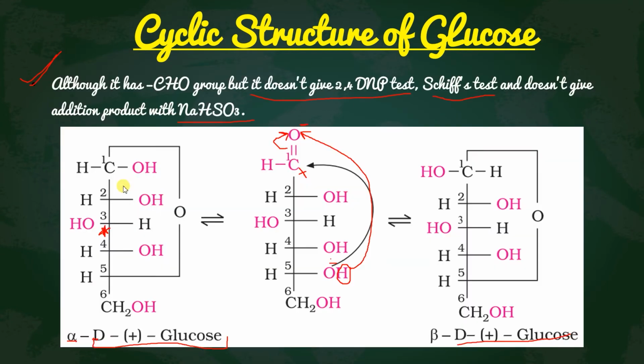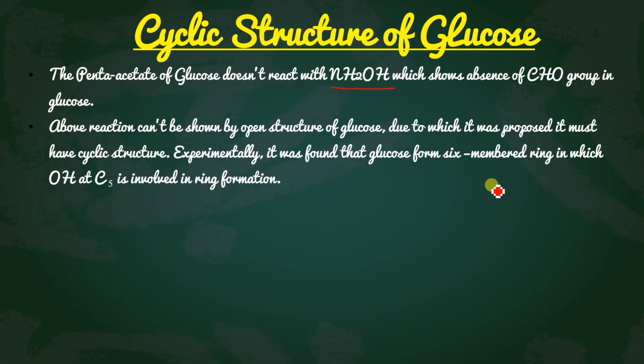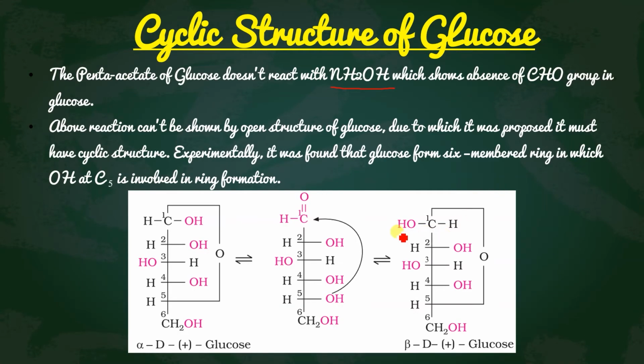Let me show you again. If it is going to form a cycle, see: 1, 2, 3, 4, 5, and the 6th member. So this is the cycle, isn't it? The 6-membered ring. How to represent that is a different thing. Here also it is there, the same thing explained over here. Got it? So that is how it will form the 6-membered ring, and the other thing is that the OH of C5 is involved in the ring formation.